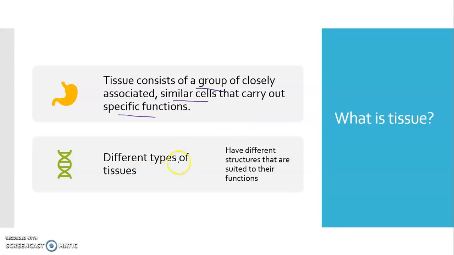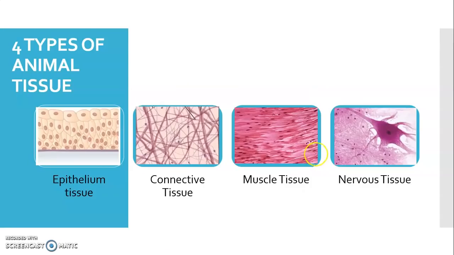Different types of tissue have different structures and particular functions. For example, epithelium tissue and muscle tissue have different structures and different functions. So there are four types of animal tissues. The first is epithelium tissue, then connective tissue, muscle tissue, and nervous tissue.